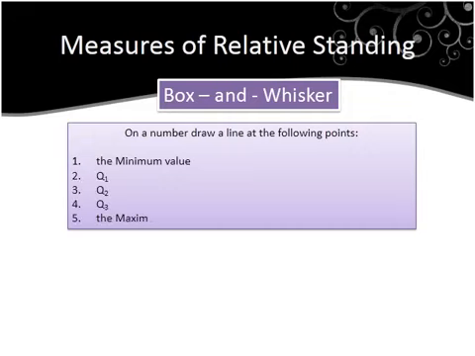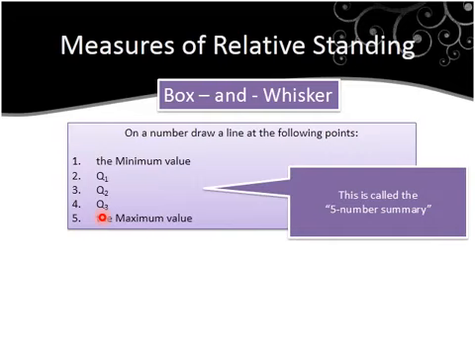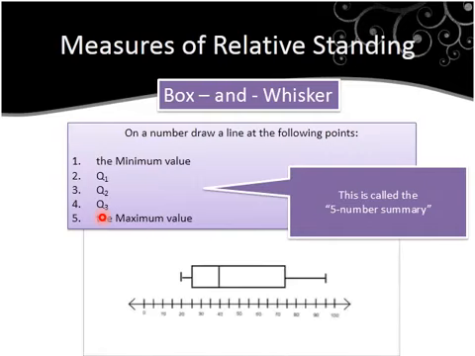So the box and whisker plot is a visual representation of Q1, Q2, and Q3 along with the minimum and maximum value. These 5 pieces of information are called the 5-number summary. And drawing it out on a number line, you get a box with some whiskers off of it.